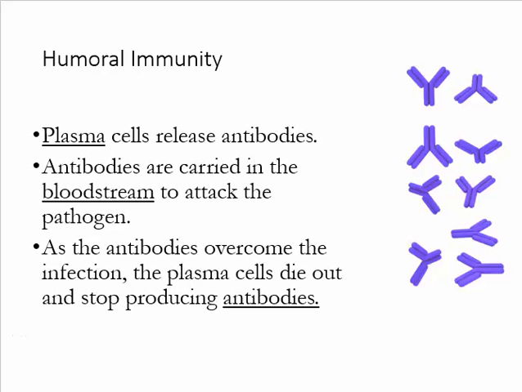So what happens in humoral immunity? Well, you have plasma cells that will release these antibodies. Those antibodies go into the bloodstream, and I told you that they will attack the pathogen. Okay, and by attack them, that means they attach to them and they make them clump together. And then as all of them get clumped together, the antibodies can overcome this infection. Now these plasma cells, which release the antibodies, eventually will die out, and they stop producing antibodies.